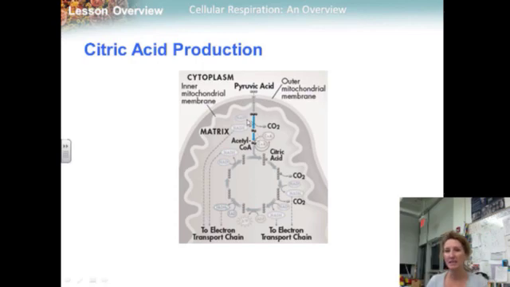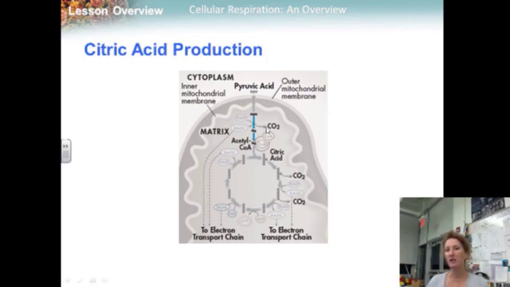NAD plus accepts 2 high energy electrons to form NADH. Okay, so NAD plus is then reduced to become NADH. Why is it being reduced? Because it's accepting electrons, and electrons are negative, so it's being reduced. Even though it sounds different, it's backwards. But 1 molecule of CO2 is also produced. This is where we're getting our exhale stuff from.